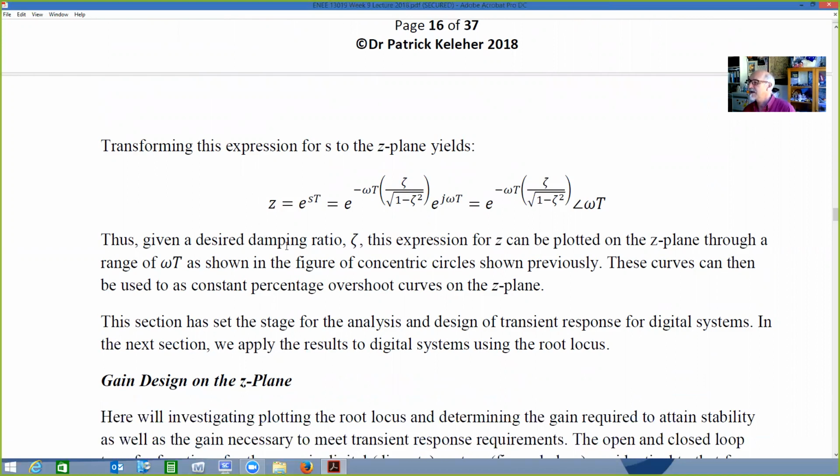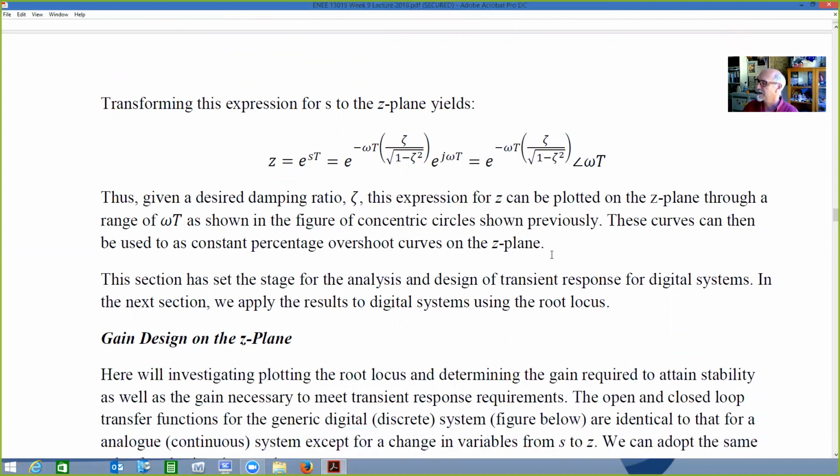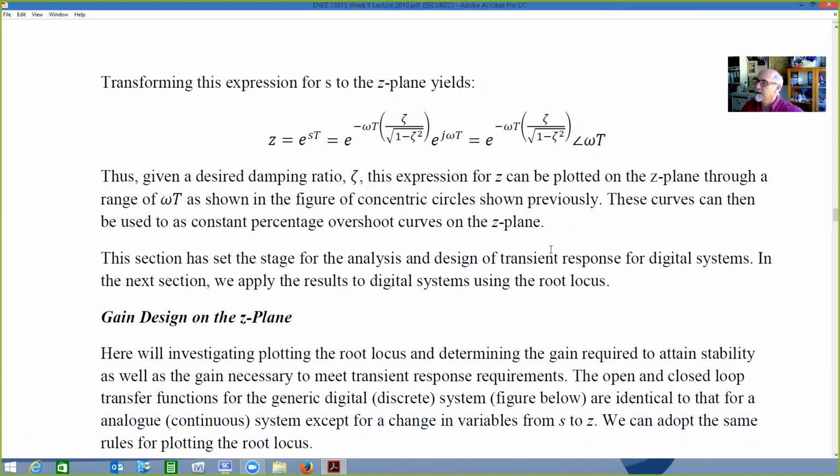Thus, given the desired damping ratio, this expression for Z can be plotted on the Z plane through a range of omega t, as shown in the figure of concentric circles shown previously. Those ones above. These curves can then be used as constant percentage overshoot curves on the Z plane. This section has set the stage for the analysis and design of transient response of digital systems. In the next section, we're going to obviously plot them.